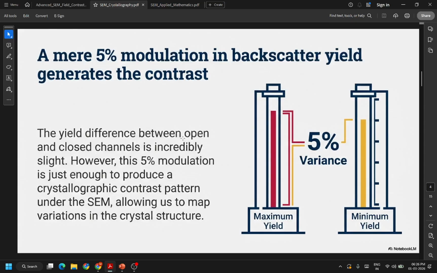And the yield difference between open and closed channels is only 5%. But this 5% modulation is enough to give a contrast in the image, to produce crystallographic contrast in the image.